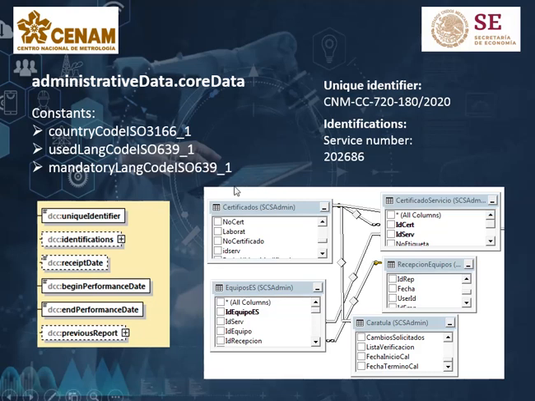In identifications, we are adding our service number, that as you probably just noticed is important for us. We save the receipt date when the equipment arrives to CENAM, and as we do now, we ask for the begin and end dates when the certificate is being generated. If it is needed to replace the certificate, we have the relation between the new one and the old one, so we have the previous report too. This is our current structure with all the information for certificates that is in core data.